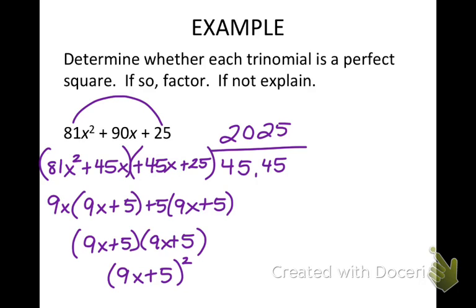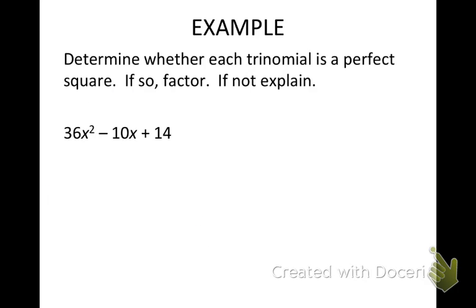Again, you should probably always check to make sure that it does work out. So then I would rewrite it and do my double distribution or foiling and see if I get back to the beginning. All right, let's look at this one. See if this one works.